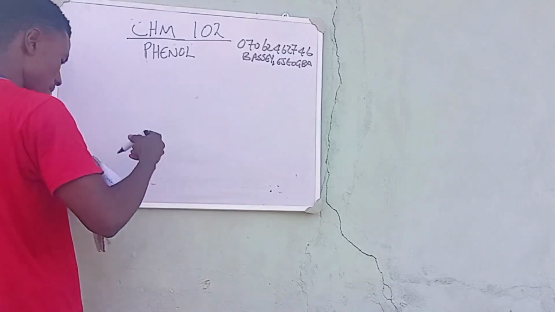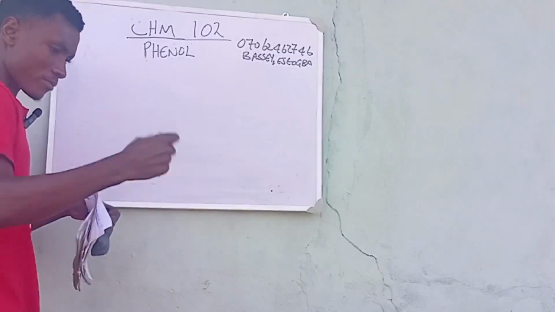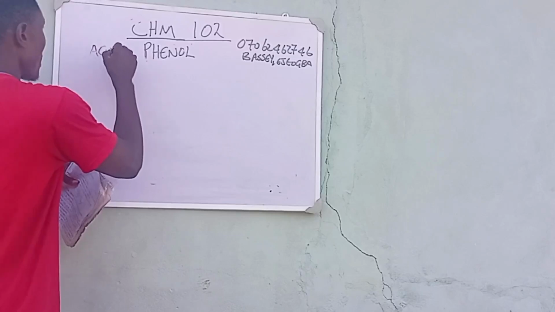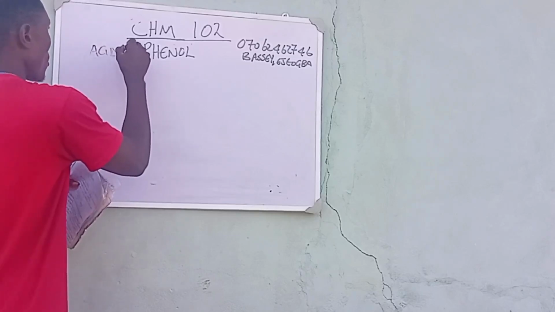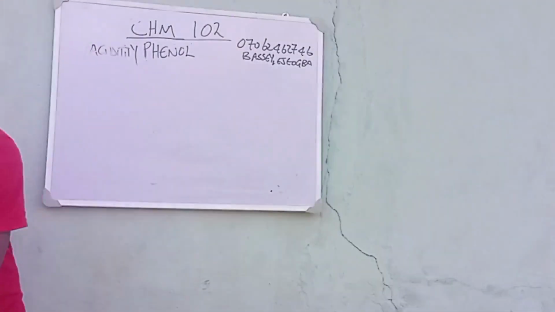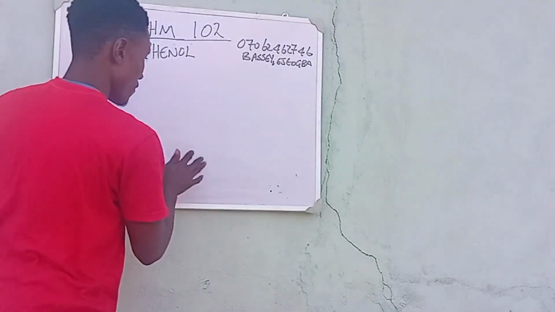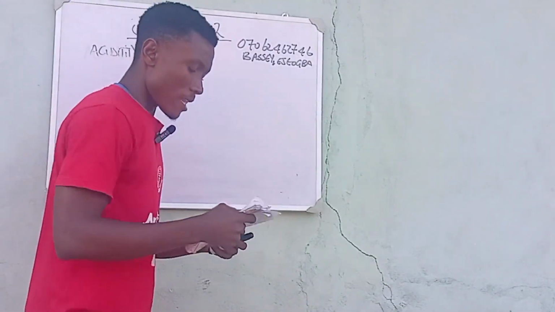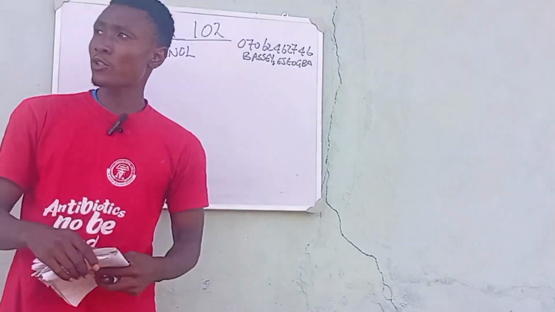Phenol. Basically, I don't know what's wrong with my marker. All right. Say acidity in phenol. Acidity in what? Phenol. It seems it's because this stuff is red. Now let's write. We'll wait for the board to dry up.